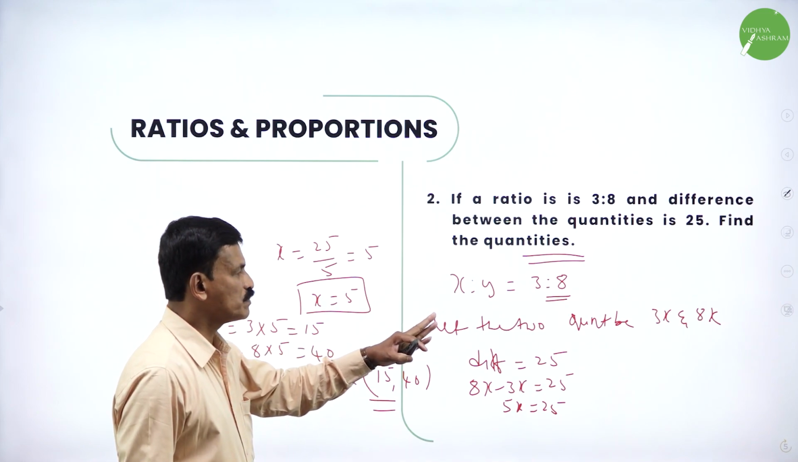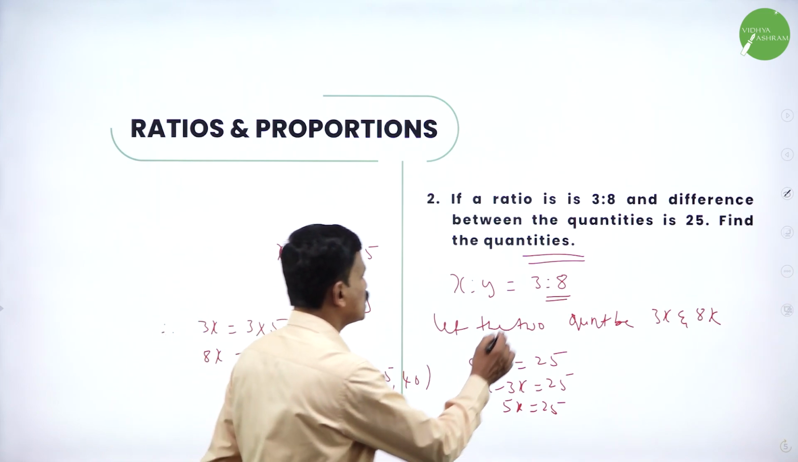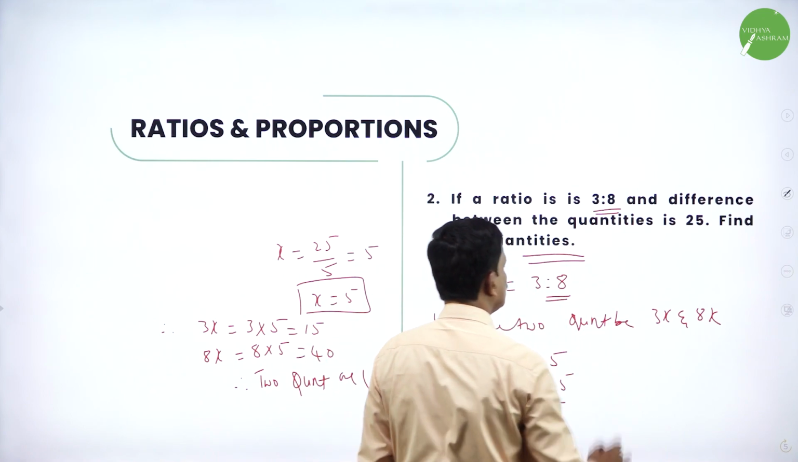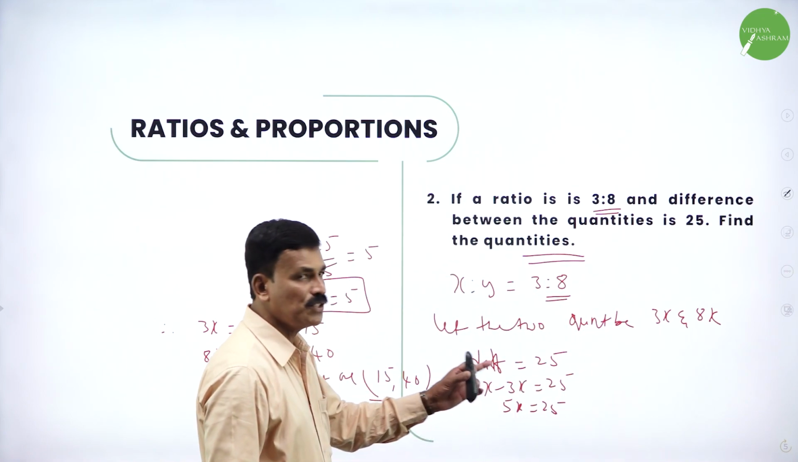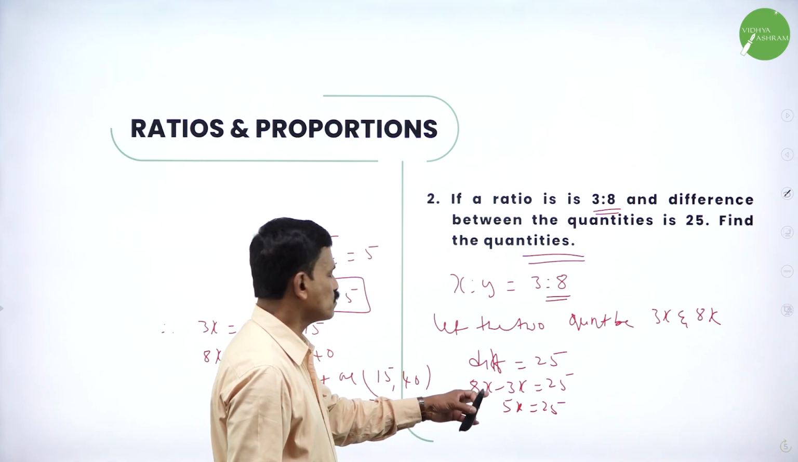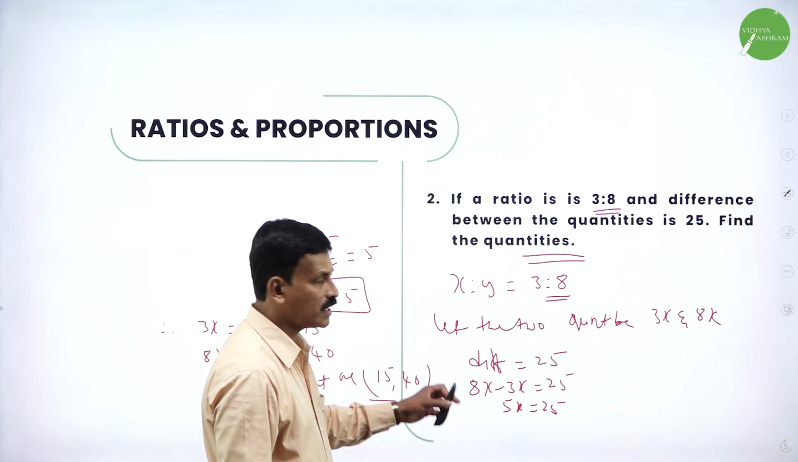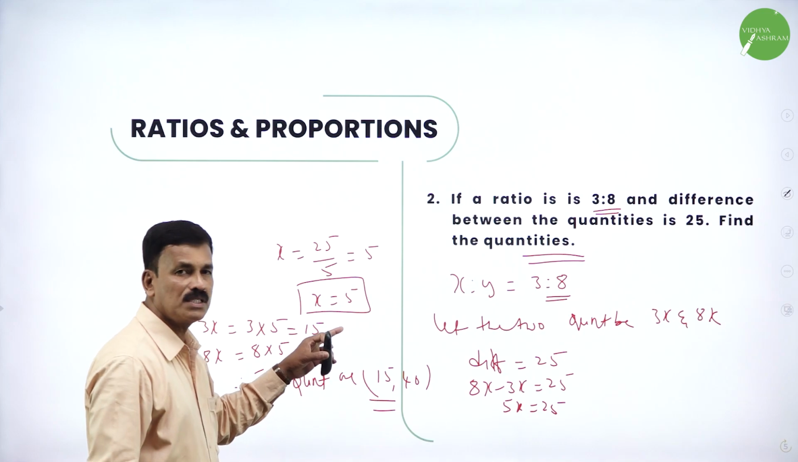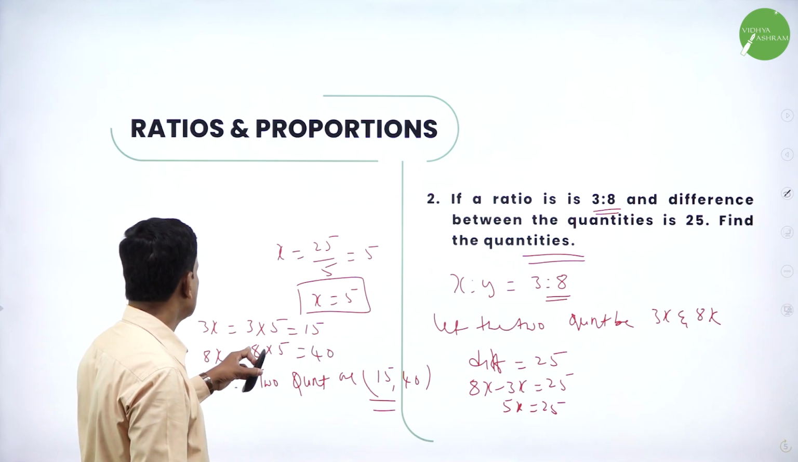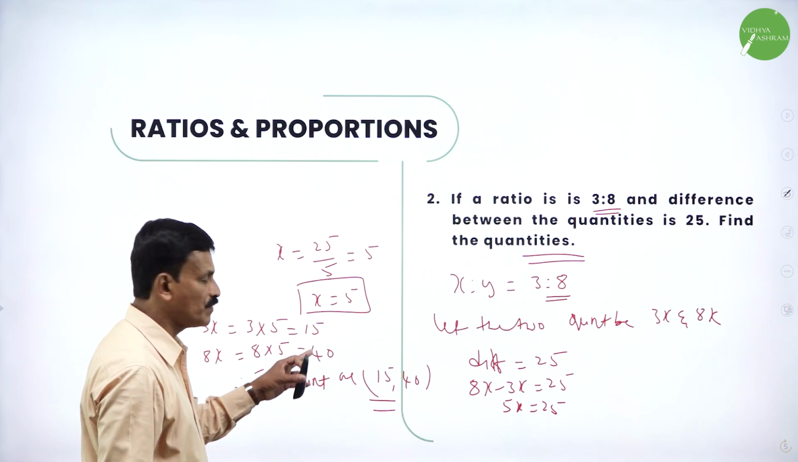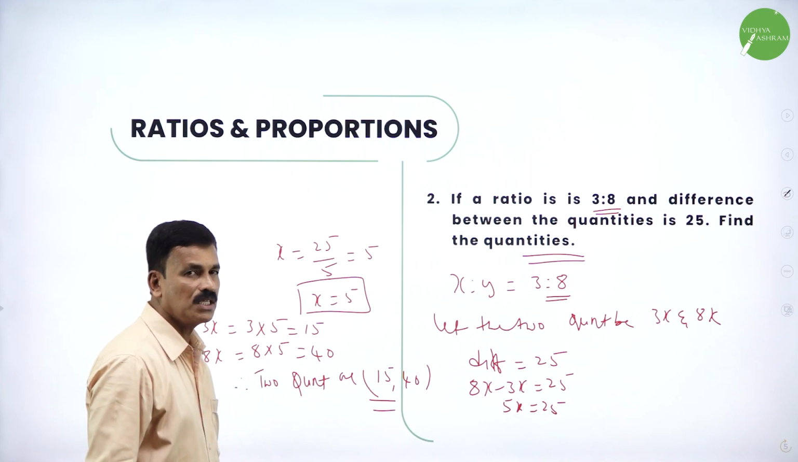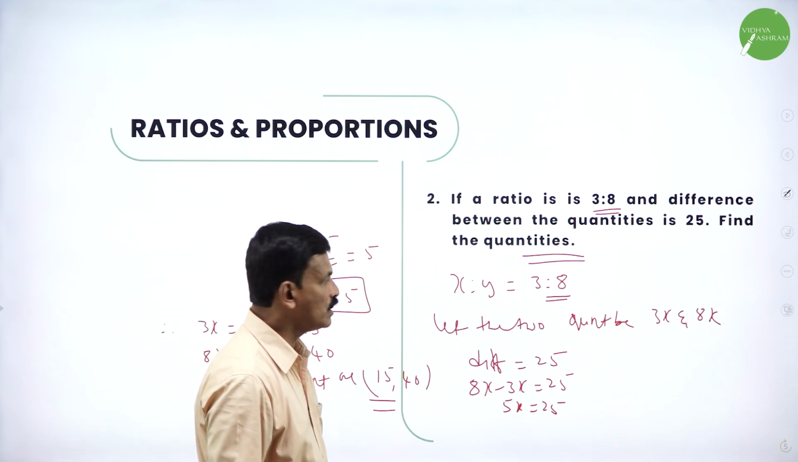Let the two quantities be 3x and 8x, because it is given the ratio is 3:8, and the difference between these two is 25. So 8x minus 3x is equal to 25. From this you will get x is equal to 25 by 5, which is 5. So the two quantities are 3 into 5 is 15, 8 into 5 is 40. 15 and 40 are the two required quantities.